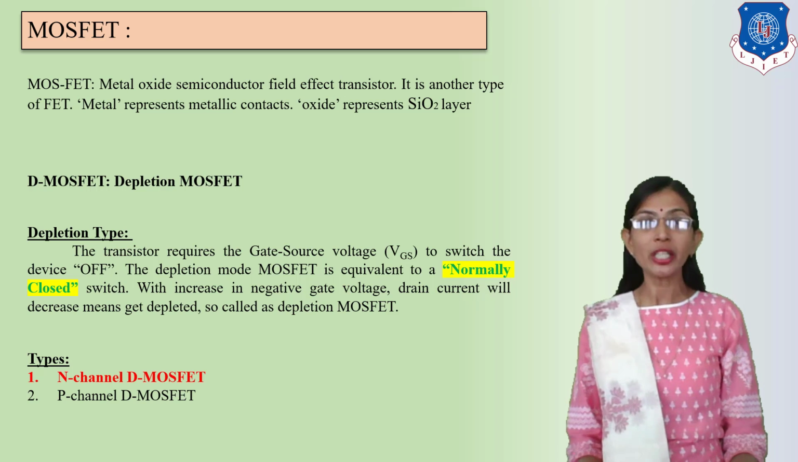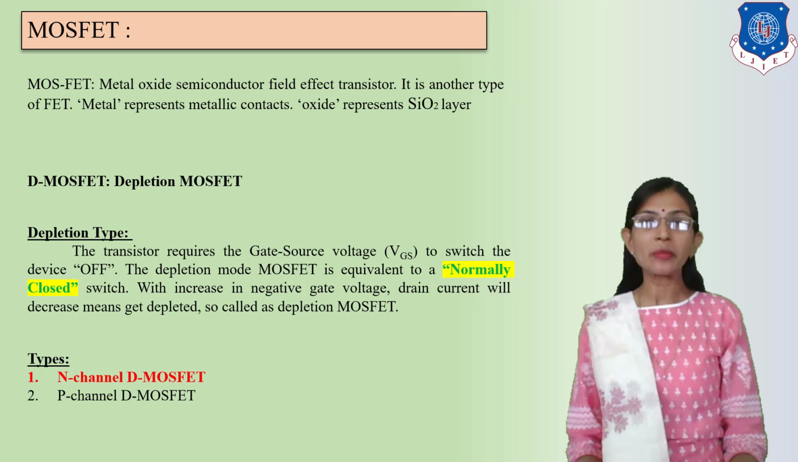So first of all, what is the depletion type? The transistor requires the gate source voltage, that is VGS, to switch the device off, and the depletion mode MOSFET is required to be a normally closed switch. With increase in negative gate voltage, drain current will decrease, means it gets depleted. So it is called the depletion MOSFET.